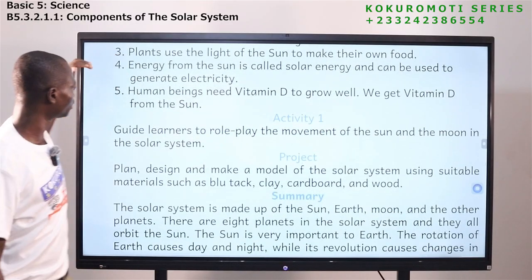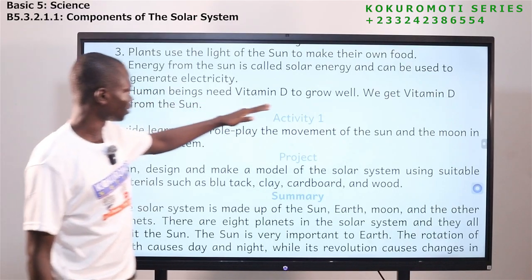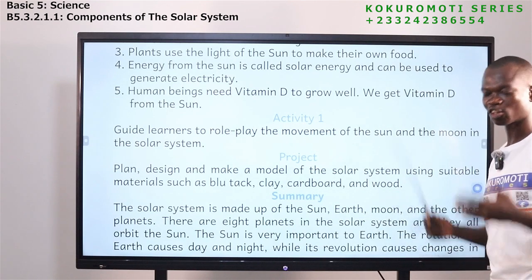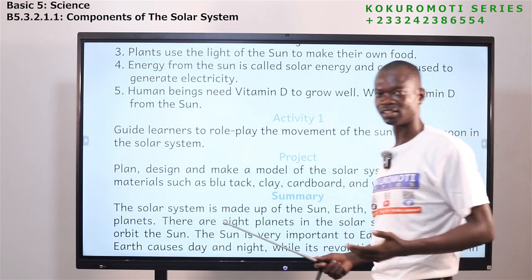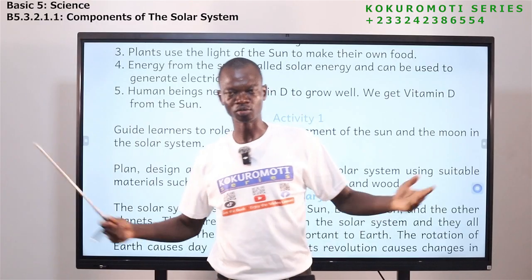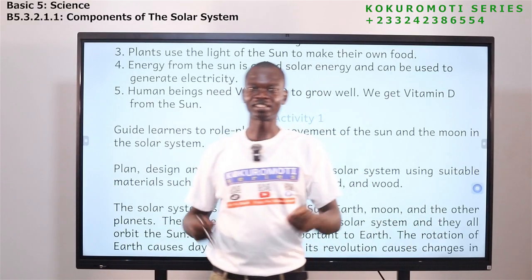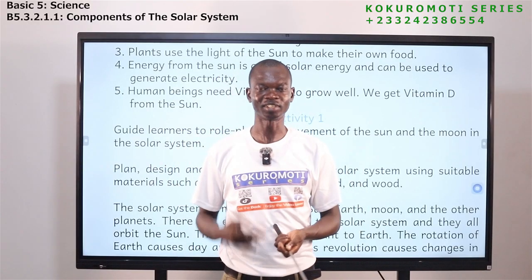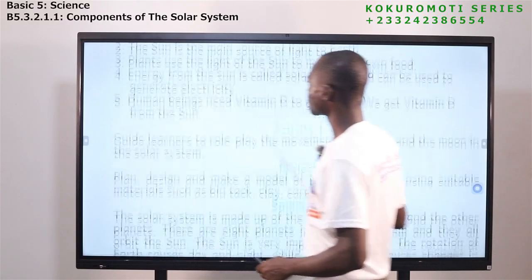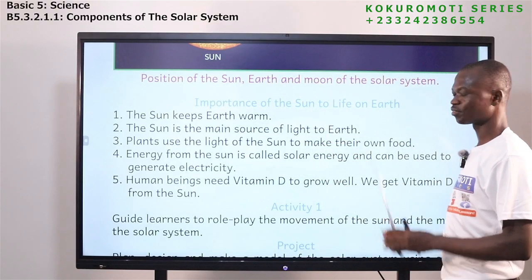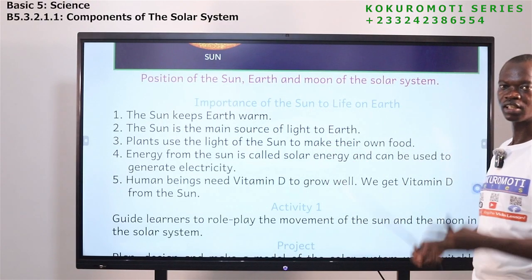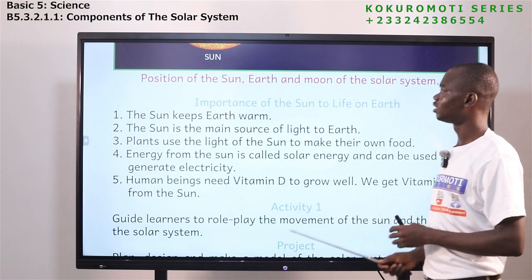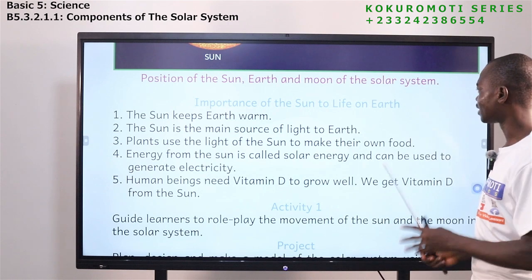Okay, now the next one, human beings need vitamin D to grow well. We get vitamin D from the sun. So the sun also helps us to get vitamin D. It's one of the things that the body needs to grow. We have different types of vitamins, but vitamin D, we get it from where? The sun. Okay, so these are some of the importance of the sun to life. Life means living things. These are some of the importance of the sun to life on the planet what? Earth.